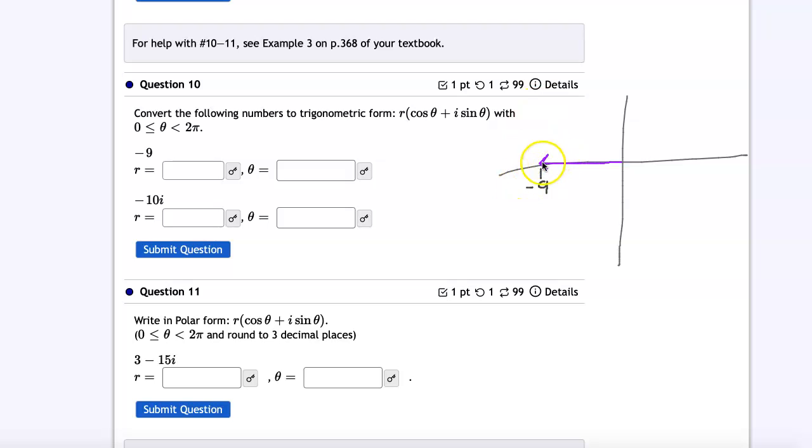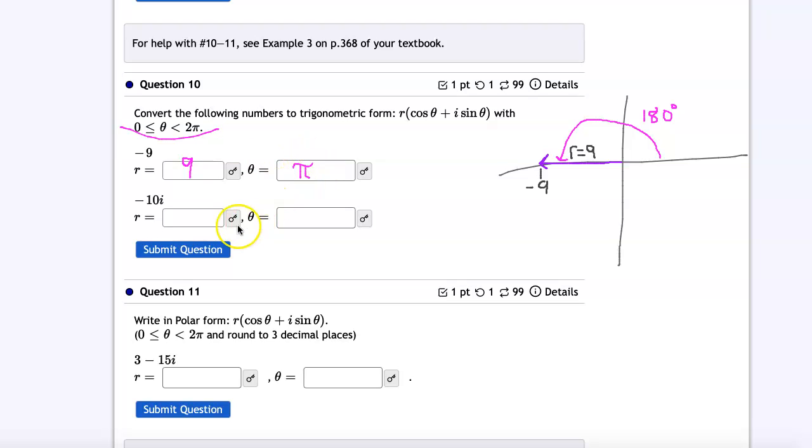Given that this is where it's located, the length of this vector is already just going to be a positive 9. You don't have to use the Pythagorean theorem to figure that out. And the angle is really easy to figure out too, because you just start at the positive x-axis and go to the negative x-axis, and of course that's 180 degrees. But pay attention to the fact that the directions do require radians. So r is a positive 9, and your theta value is actually pi.